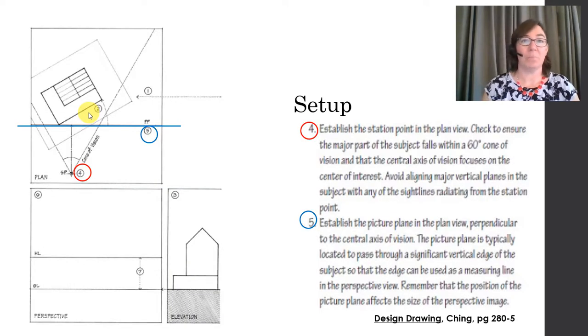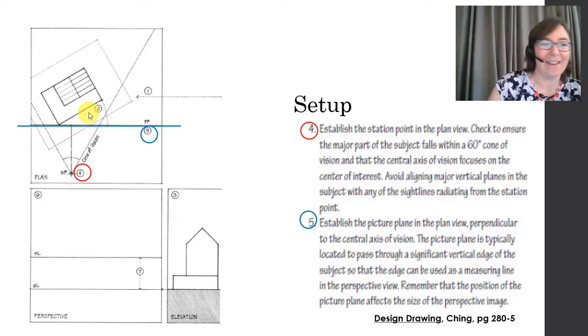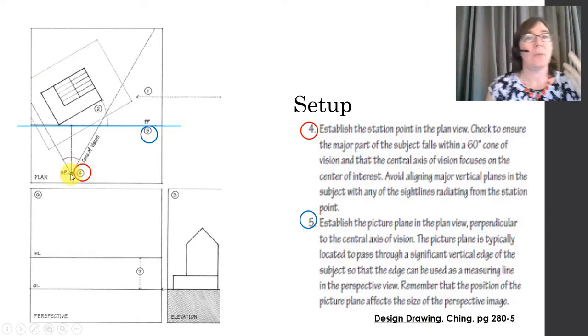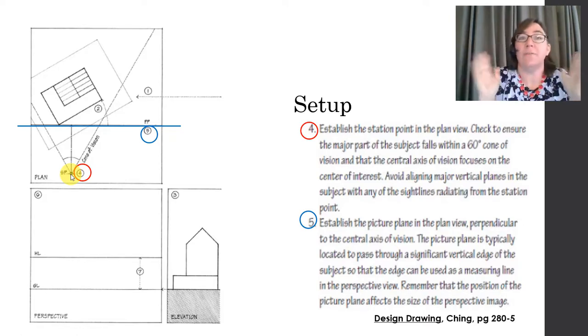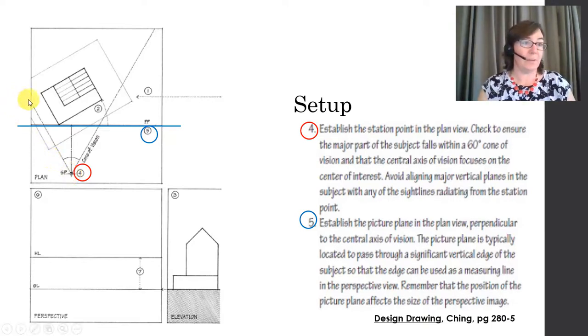Let's talk about that station point. This is going to be the observer's platform. If you were standing in this plan view, this is where your feet would be. You're standing right here, at the station point. When you set your station point, you want to check that most of your subject, what you're interested in drawing, falls within a 60-degree cone of vision. That's this dashed line from here to here, the cone of vision, and that's 60 degrees in between them.